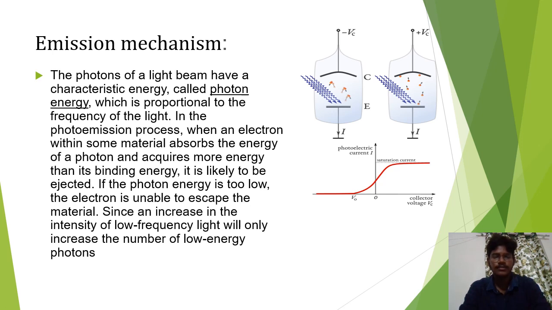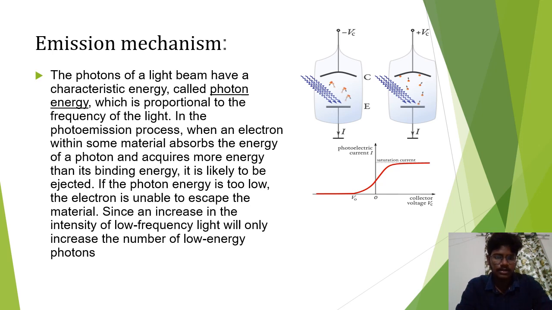Here we can see the emission mechanism. Firstly, we will see what the emission mechanism is. The photons of a light beam have a characteristic energy called photon energy, which is proportional to the frequency of light. In the photoemission process, when an electron within some material absorbs the energy of the photon and acquires more energy than its binding energy, it is likely to be ejected.